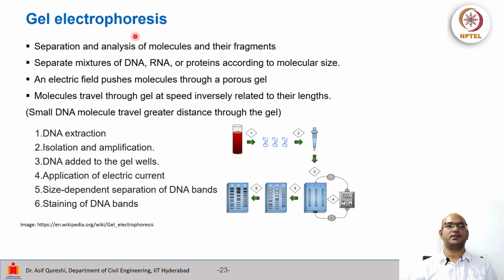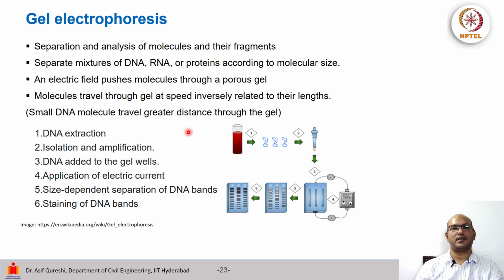Finally, we have gel electrophoresis, which is the separation and analysis of molecules and their fragments. This method helps us to separate mixtures of DNA, RNA or proteins according to molecular size. Basically, the electric field pushes the molecules through a porous gel. Then the molecules travel through the gel under this electric field at a speed inversely related to their length. That is, the small DNA molecule will travel a greater distance through the gel compared to the large DNA molecule, and that will allow us the separation.